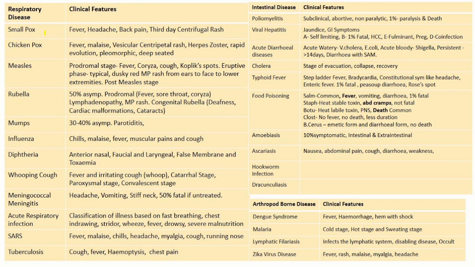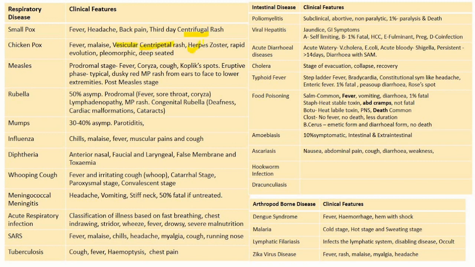This is about the clinical features. Smallpox was eradicated in 1980. The clinical features are fever, headache, back pain, and a third day centrifugal rash. On the third day of the fever, there will be a centrifugal rash, so it will be distributed more towards the extremities. But in chickenpox, it is centripetal. It is a vesicular rash.